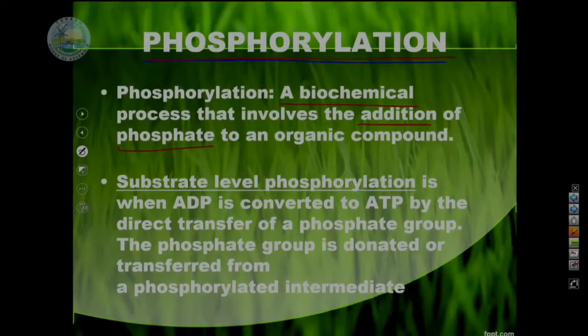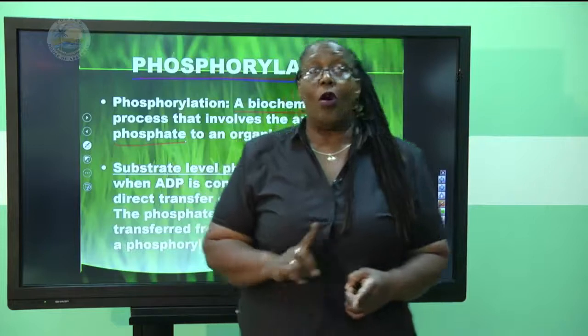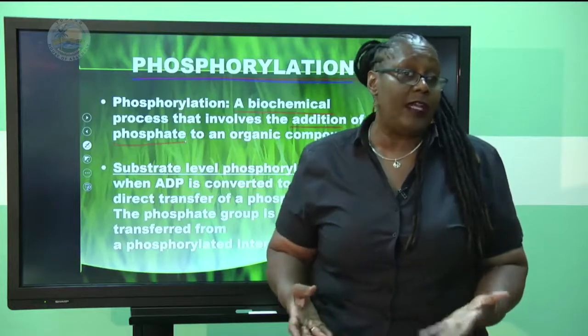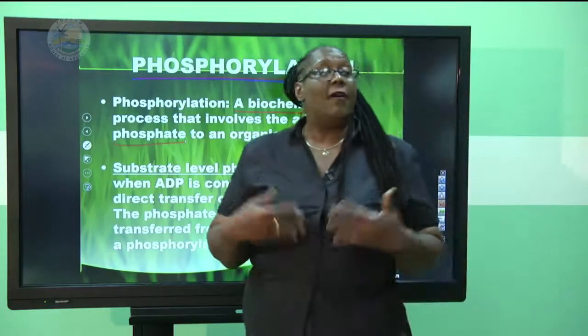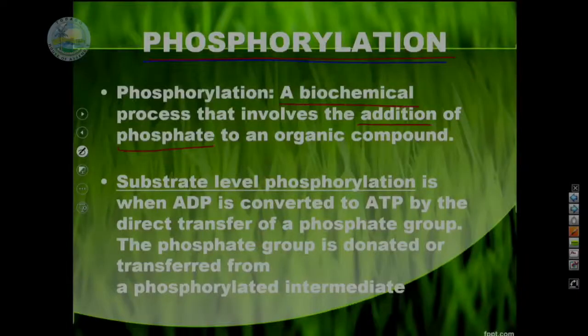Yes, so the addition of phosphate, when we have ATP linking to glucose in that first stage of glycolysis, that is phosphorylation. Mind you, it is not termed oxidative or substrate level or photophosphorylation. We will simply say it was phosphorylation. The glucose molecule was phosphorylated. Good?